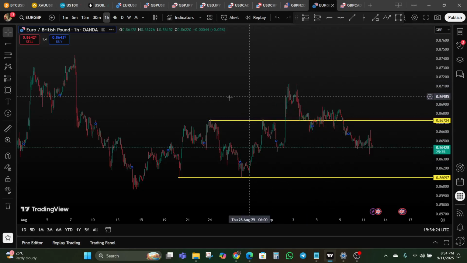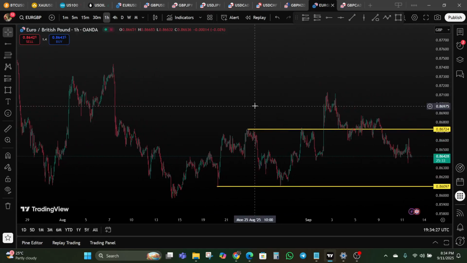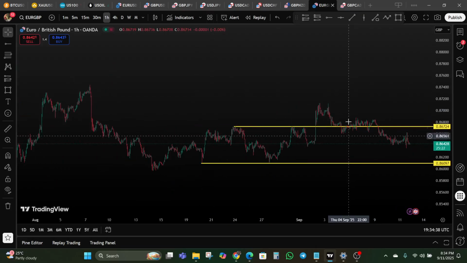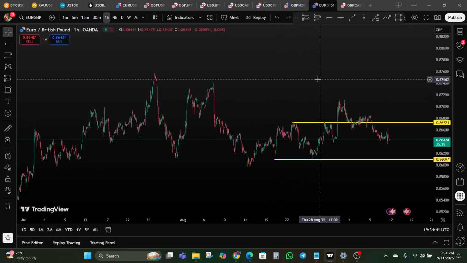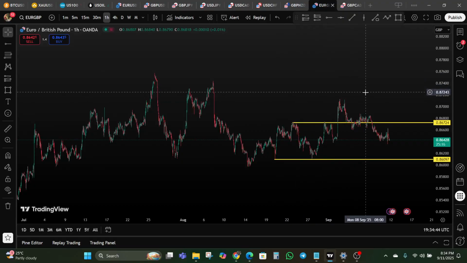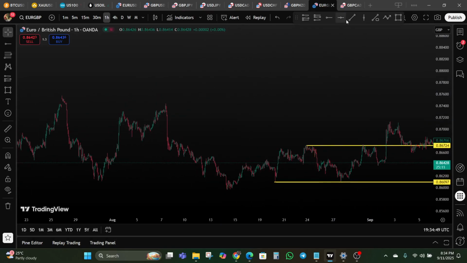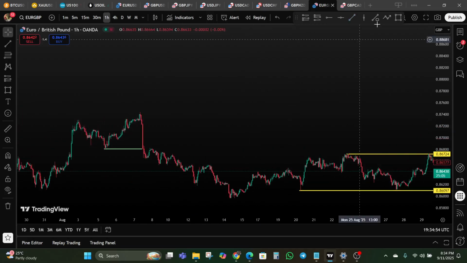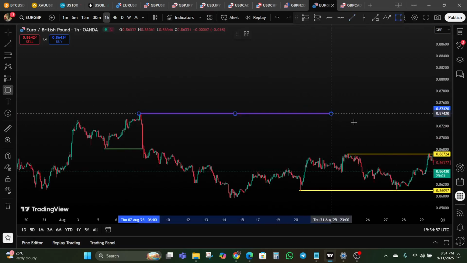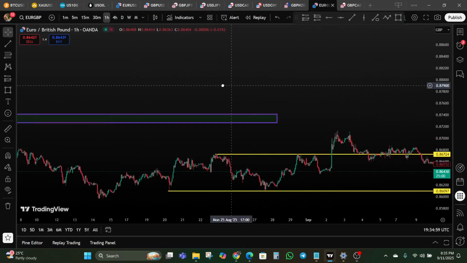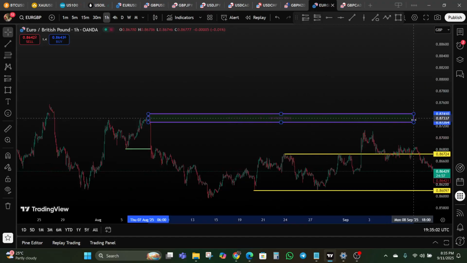Next, let us look at order blocks. These are the last bullish or bearish candles before a strong market move. For example, you can see here we had a break of structure here, right? And then we're going to be looking out for the last bullish candle, which is going to give us this. So we had an order block around here, right?